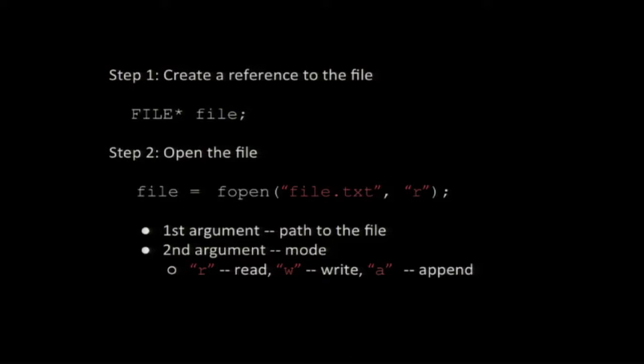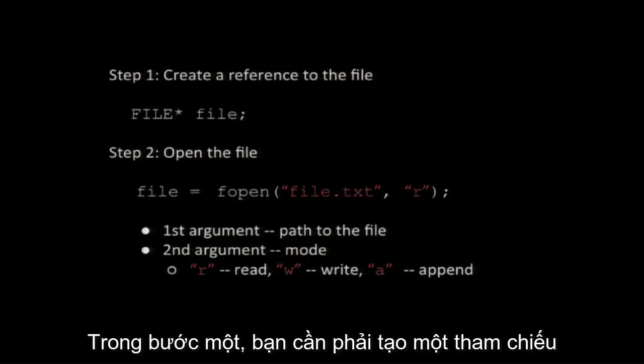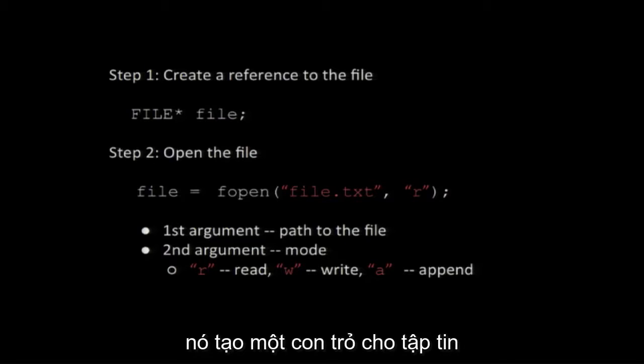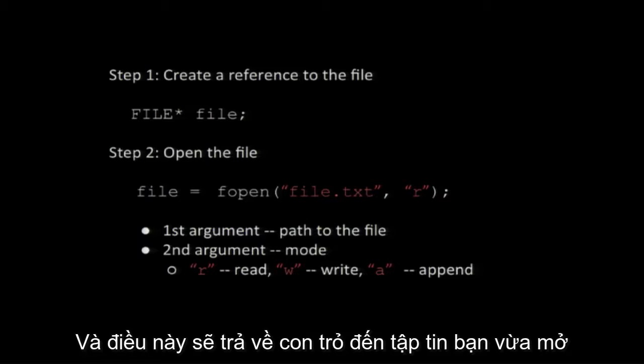Okay, so I have a couple of steps here walking through standard I/O. Step one, you need to create a reference to the file with all caps FILE star file. That creates a pointer to a file. Then you want to open it, and you say literally just file equals fopen. This is going to return a pointer to the file you've just opened.